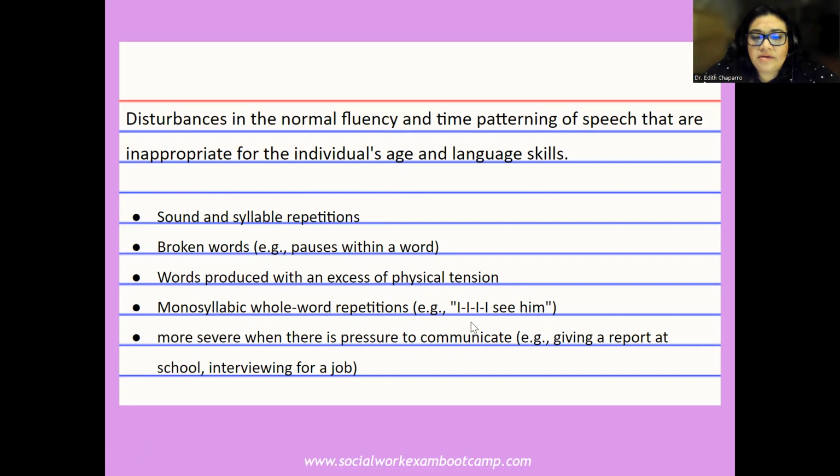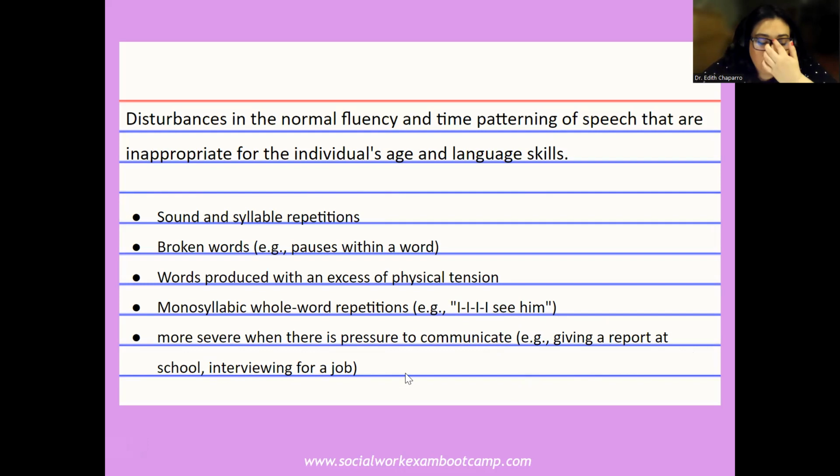It's like "I, I", a repetition of monosyllabic, like one syllable words. "I see him." Okay. More severe when there is pressure to communicate. So if they're in a more anxiety provoking situation, you're going to see more of the stuttering come out. Here are some examples: giving a report at school, or speaking in front of the class, or having to hand in a report or interview for a job.